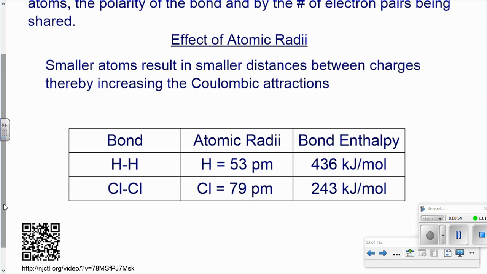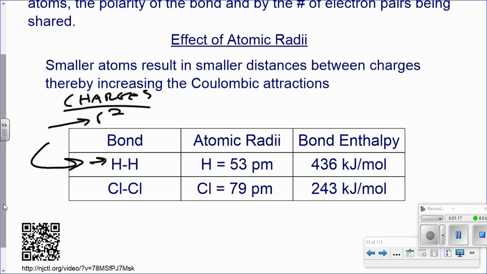So here we have an example of small atoms. Again, this is Coulombic force of attraction, or in other words, opposites attract, or in other words, lattice energy, or in other words, the inverse square law. The charges over the radius squared. So when we have a small radius, such as this one right here, we end up having a large force of attraction.